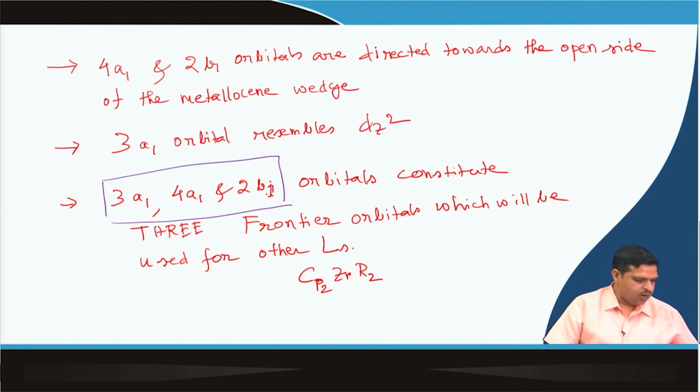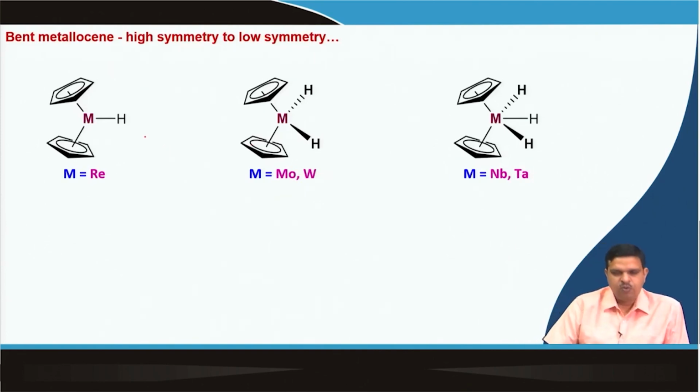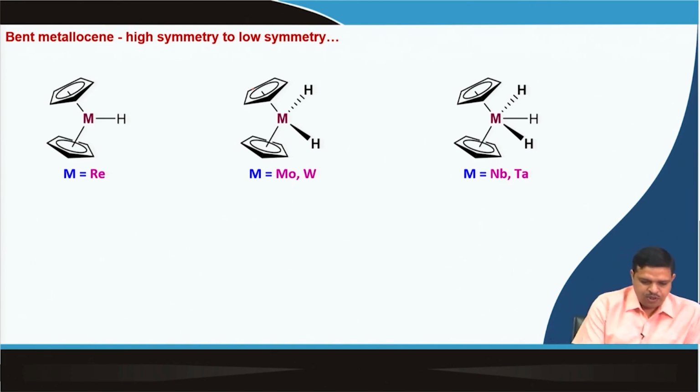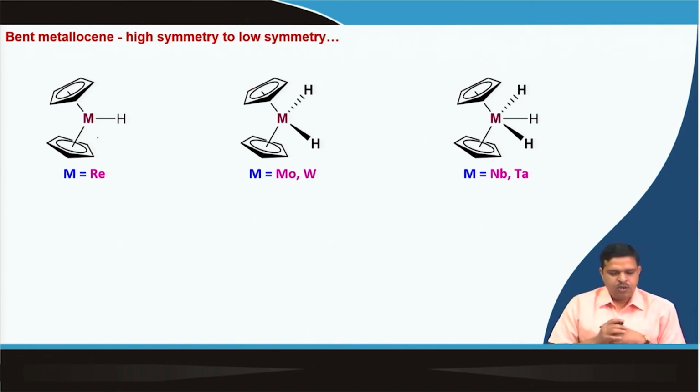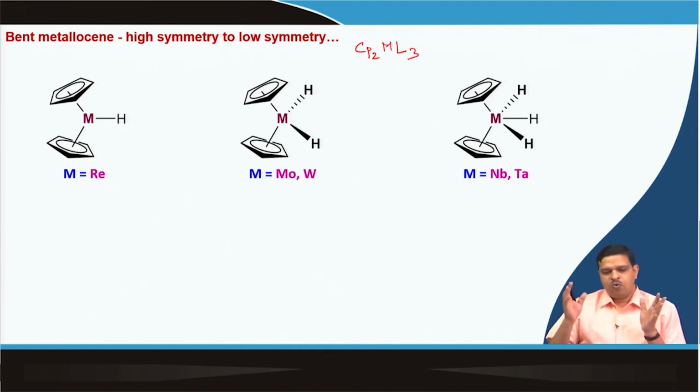So, let us now try by taking a particular system. This is a perfect example of how this will vary. What we have done here is in a very systematic way, so that it will be very clear to you. You know that these are all bent metallocenes, but L is different. If you consider the Cp2M and L3 category, here L is equal to 1, 2, 3.